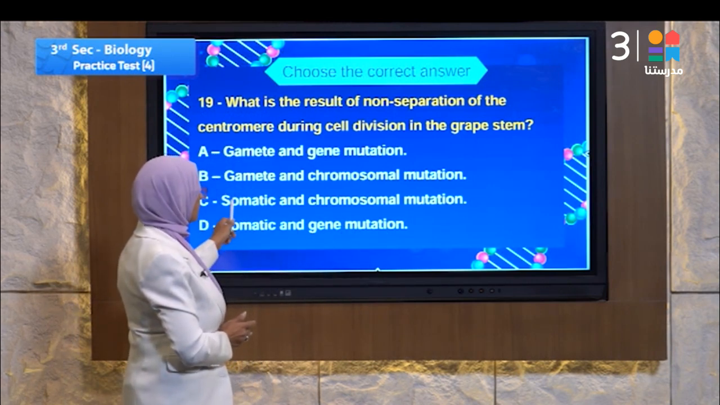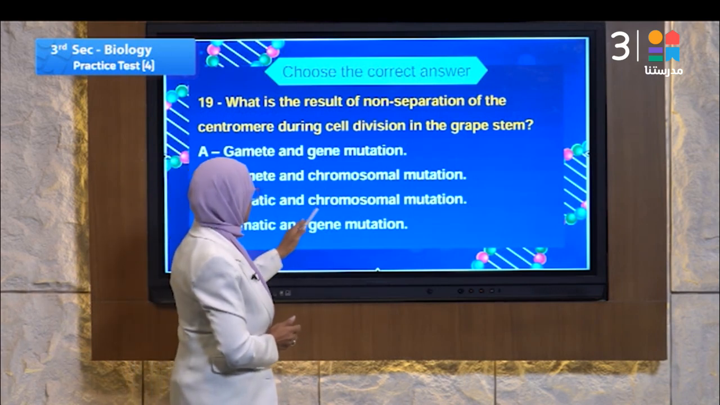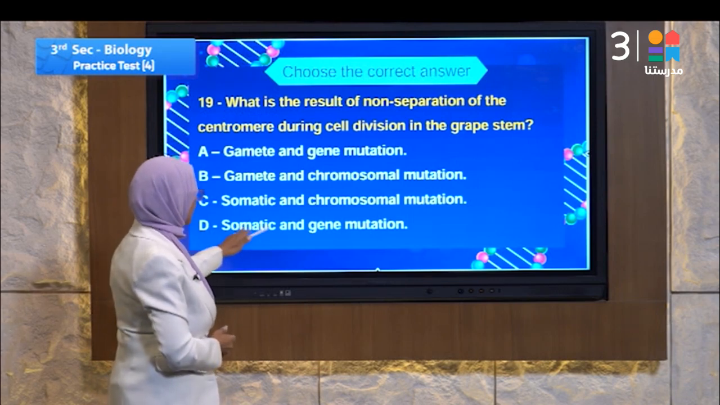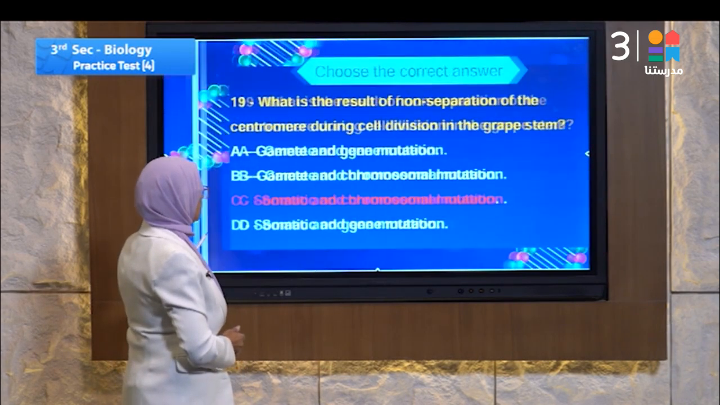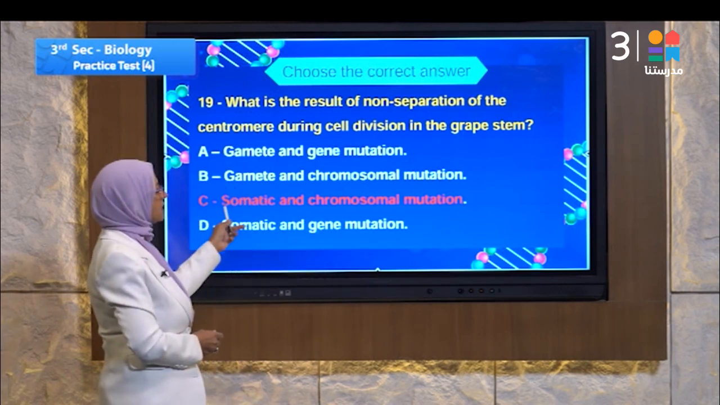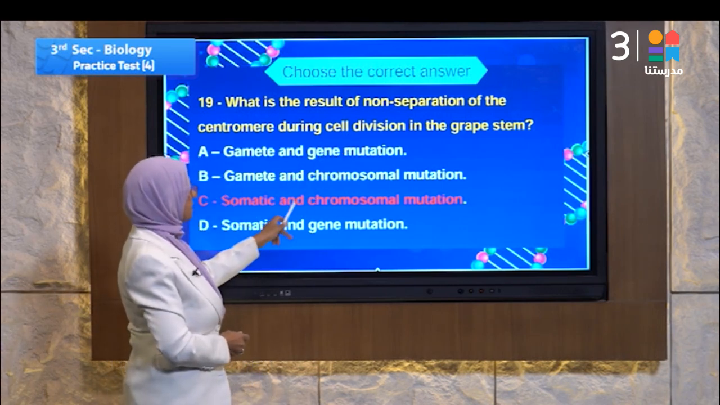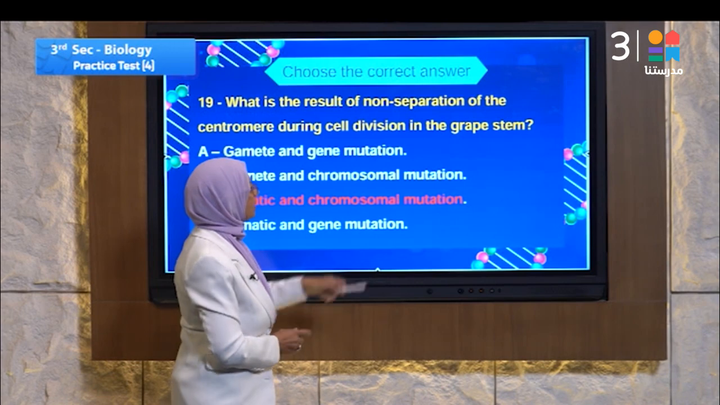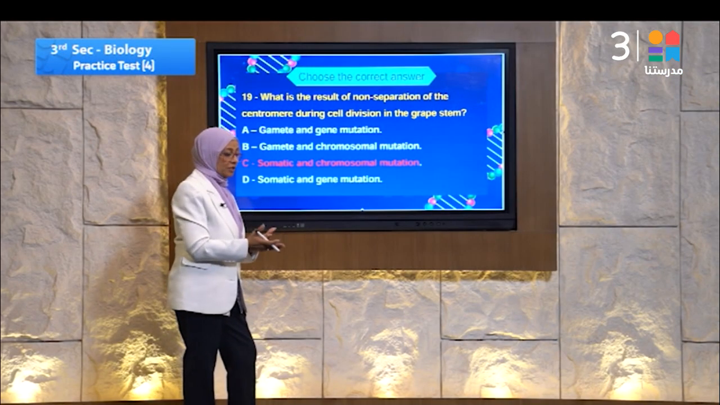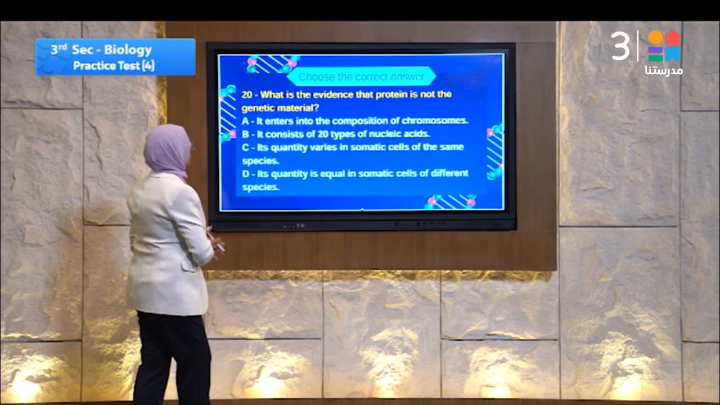Somatic and chromosomal mutation, it will be that. Because somatic means the division in the somatic cell, it will be mitotic division. So we must read the last one, somatic and gene mutation. No gene mutation here, so the answer must be somatic and chromosomal mutation. Somatic because it's a mitotic division with non-separation of centromere, and chromosomal mutation because there will be a change in the characters of the chromosomes. Let's go to question number 20.